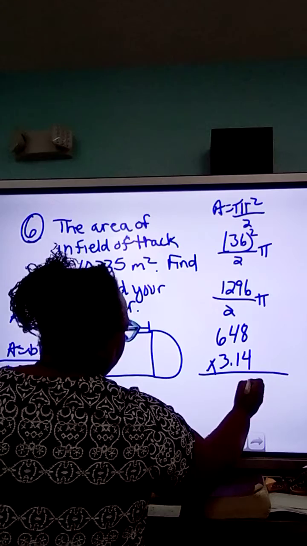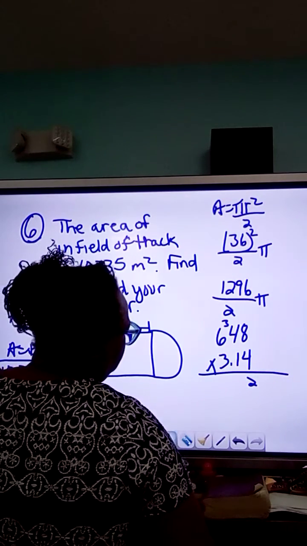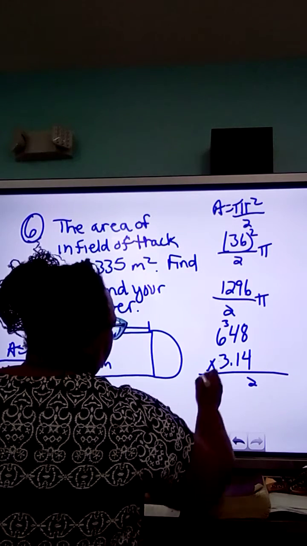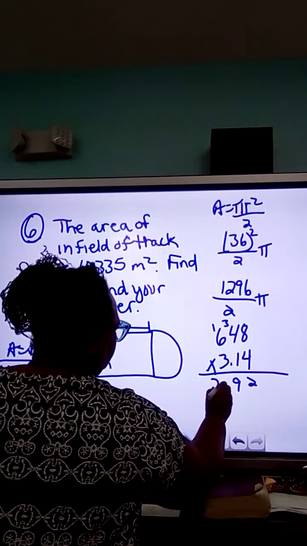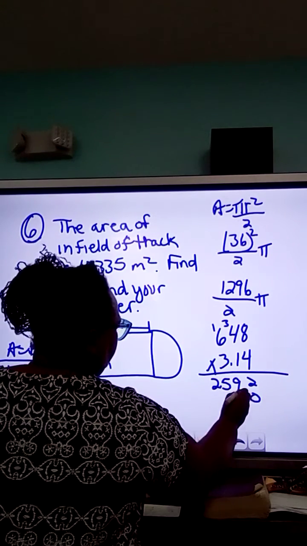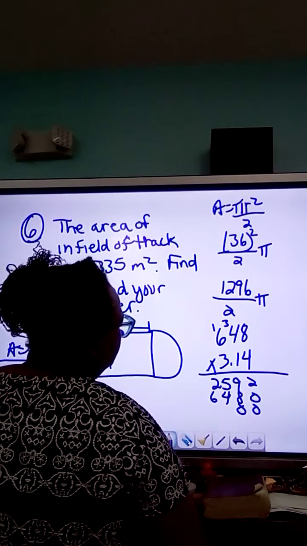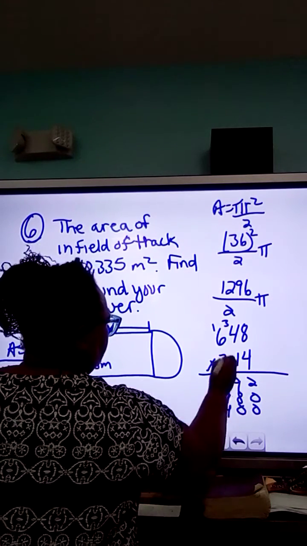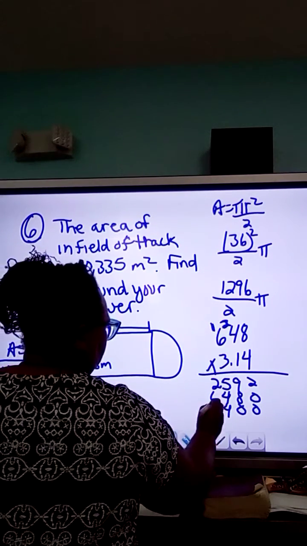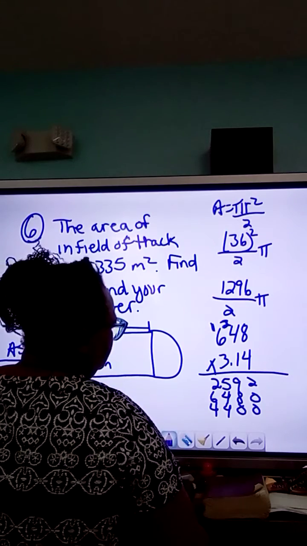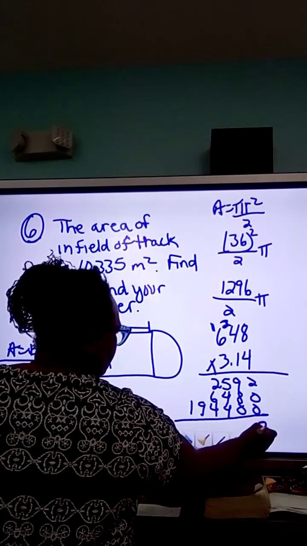4 times 8 is 32. With a 4 is 16, plus 3 is 19. 4 times 6 is 24, plus 1 is 25. Move over, 8, 4, 6. Move over again. 3 times 4 is 24. 3 times 4 is 12, plus 2 is 14. 3 times 6 is 18, plus 1 is 19. Add it all together.